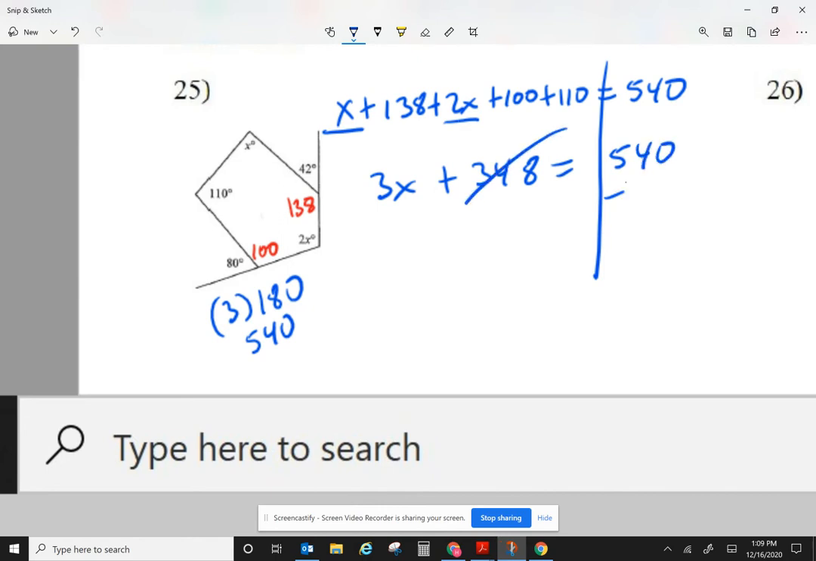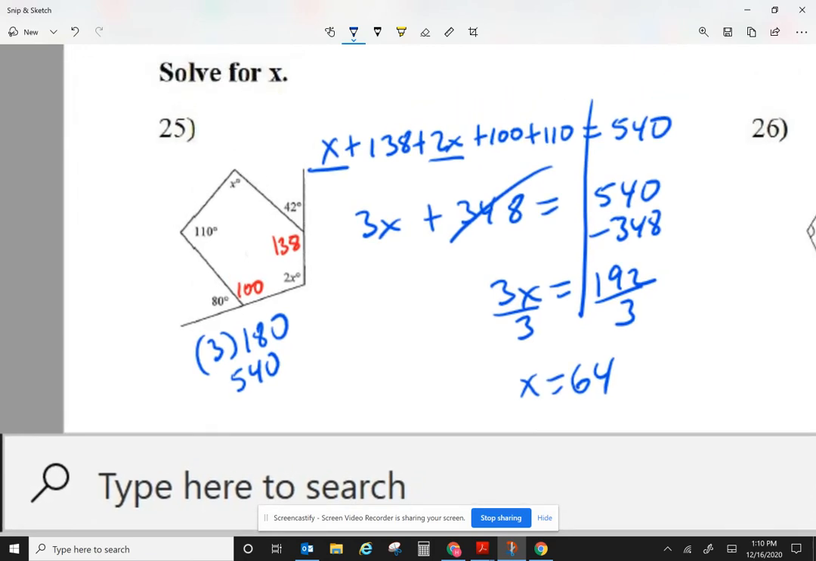Let me subtract 348. That way I have the 3x by itself. 540 minus 348 is 192. Let me divide by 3. And that gives me that x equals 64. Cool. Solve for x. x equals 64. Let's try it again.